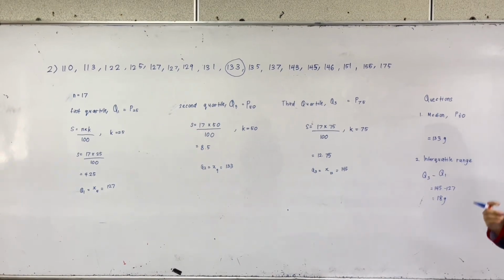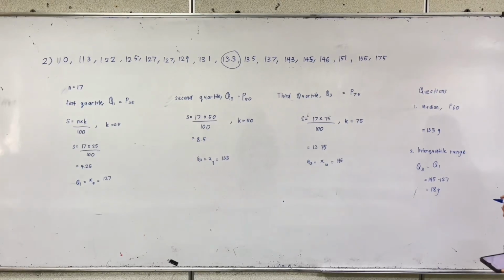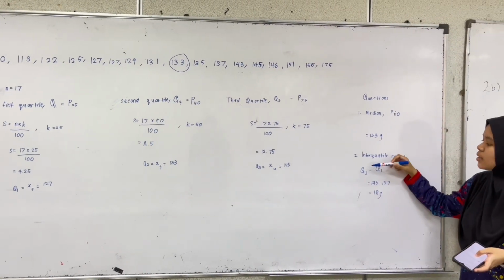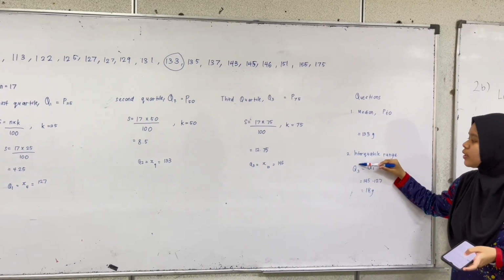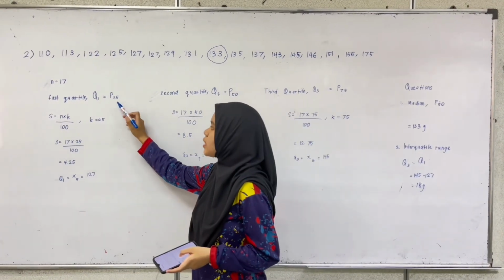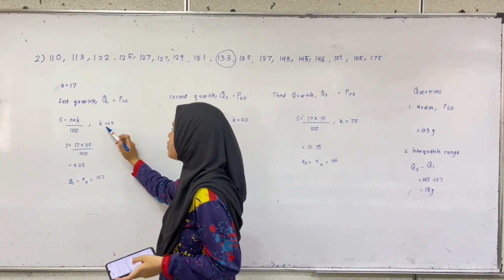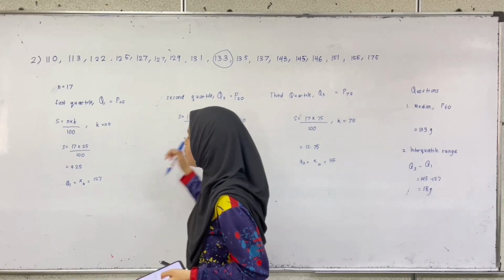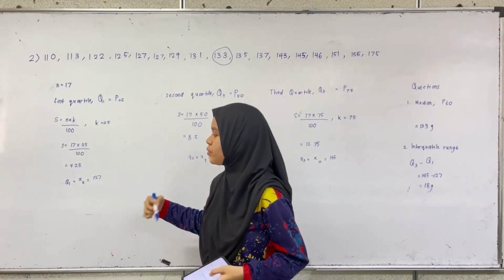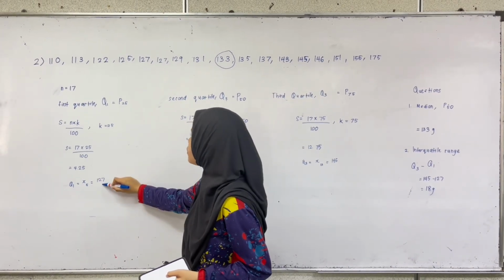The second question is the interquartile range of the distribution. For the interquartile range, we have to subtract the first quartile from the third quartile. So the first quartile is percentage 25, and we substitute the value, and we will get 4.25. So we have to take the data which is more than 4.